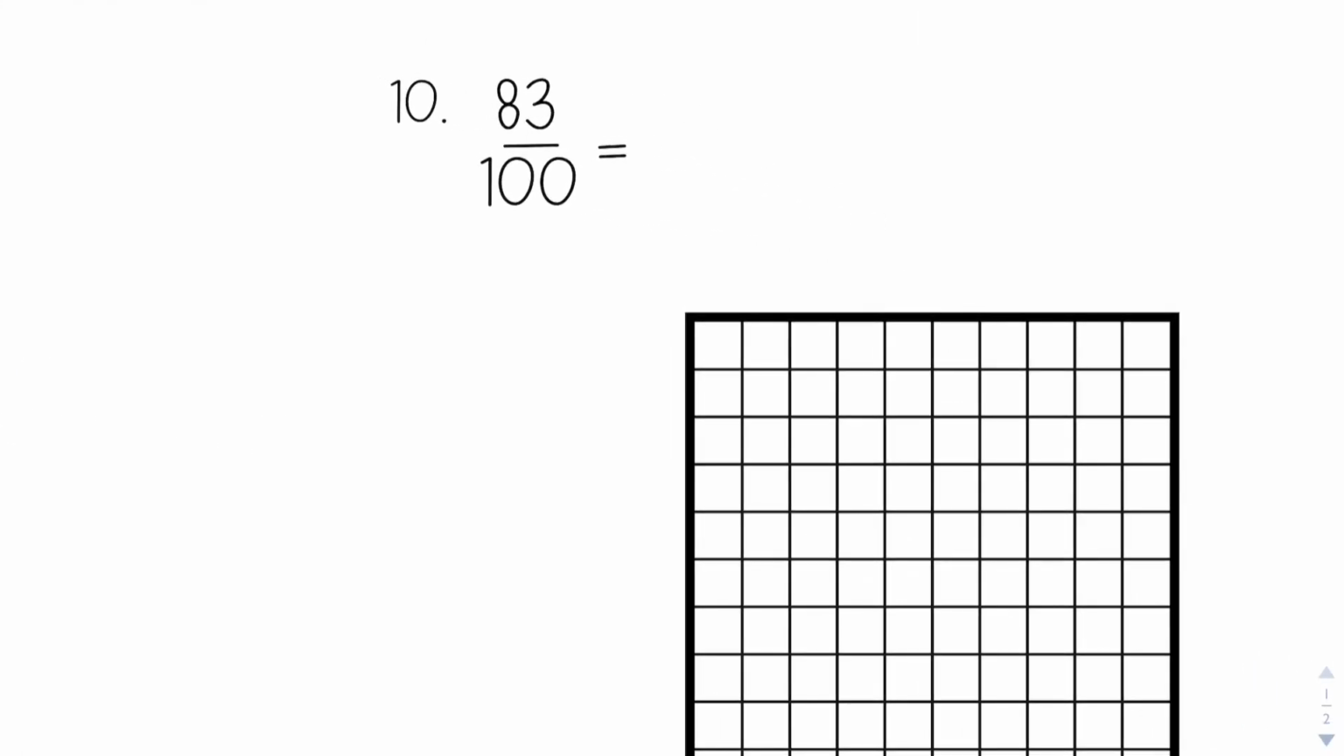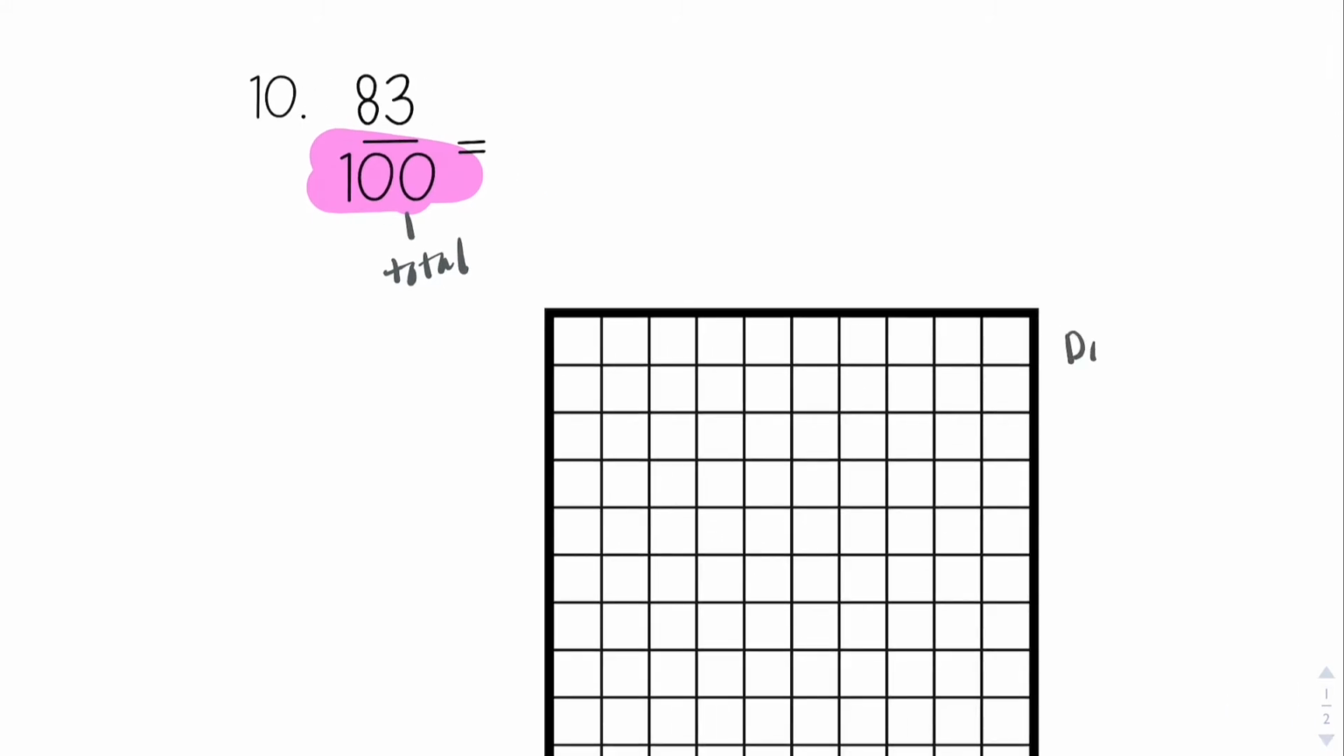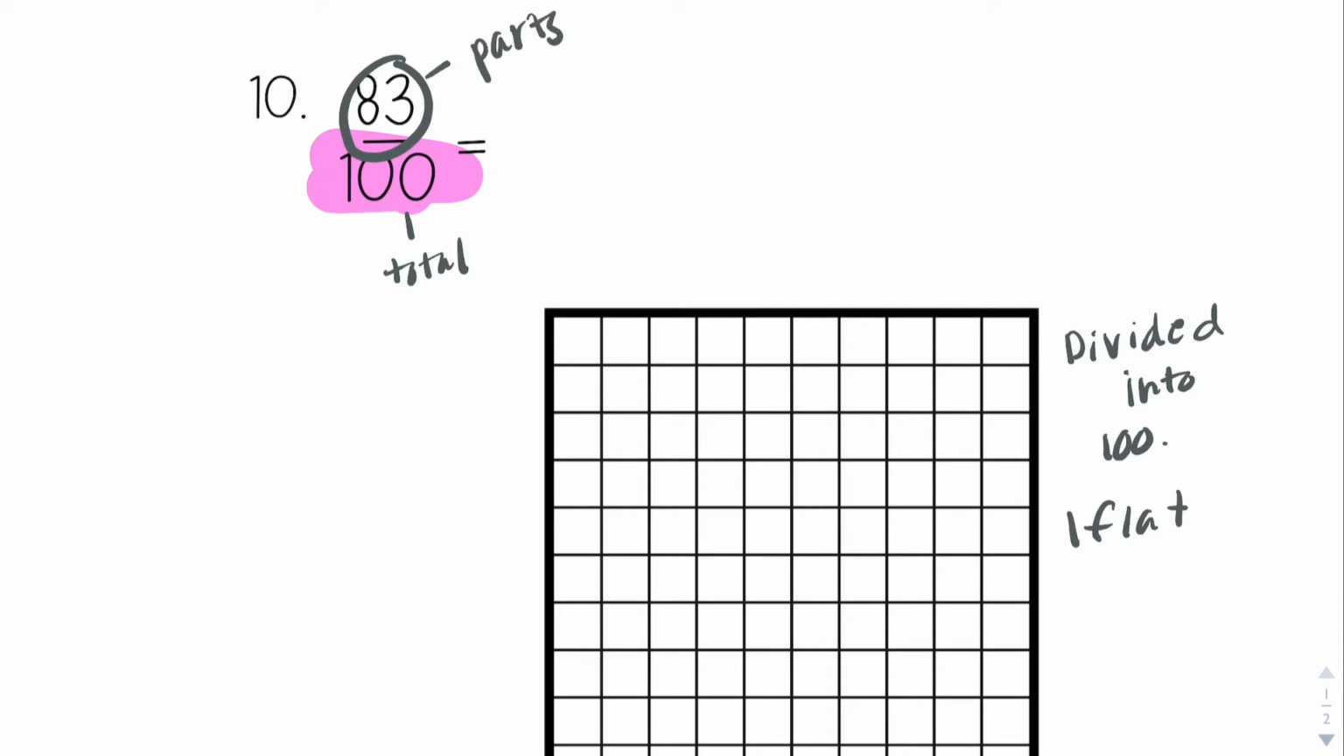Alright, let's move on to number 10. Number 10 is 83 hundredths. I know it's hundredths because my denominator says 100. So this is my total amount of parts my whole is divided into. So that's my total. It's divided into 100 parts. I can tell because I have a flat. So this is 1 flat. When I'm looking at my numerator, that 83, that's my number of parts. So I have 83 hundredths.